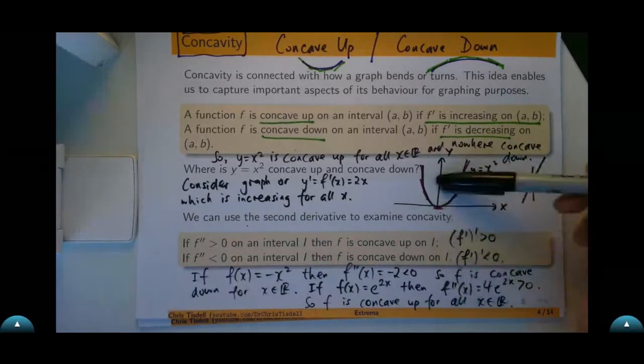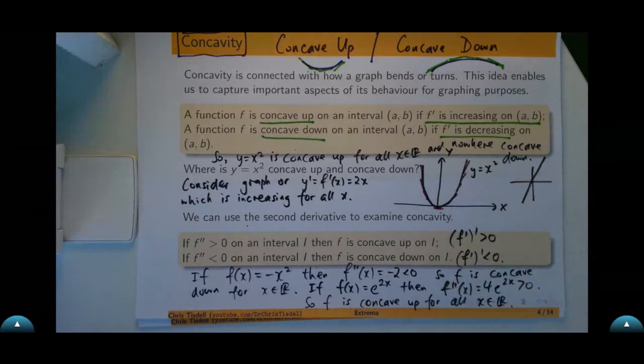Now, in all of these examples, you've only got a function that's concave up everywhere or concave down everywhere. Okay, sometimes they'll switch. So let me show you a picture of something where it might switch.